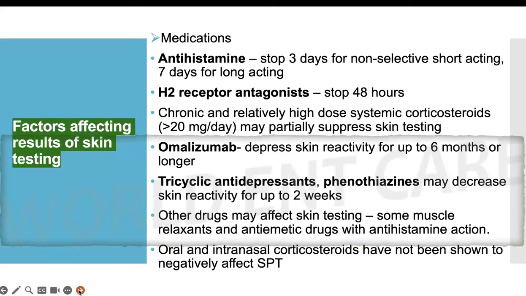Now H2 receptor antagonists should be stopped 48 hours. Then chronic or relatively high dose systemic corticosteroids, like more than 20 milligrams per day, may partially suppress skin testing. Omalizumab may depress skin reactivity for up to 6 months or longer. Tricyclic antidepressants and phenothiazines may decrease skin reactivity for up to 2 weeks. Other drugs may also affect skin testing. Some muscle relaxants and anti-emetic drugs with antihistamine action may affect skin testing.